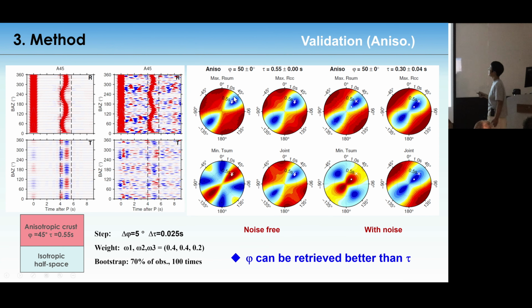To show how the JOF works and the validation of this method, we are doing a series of synthetic tests. Here is a simple model with one layer of anisotropic crust, and its synthetic receiver function looks like this. And here is the same as this, but with random noise added. And here is the output of the JOF results.